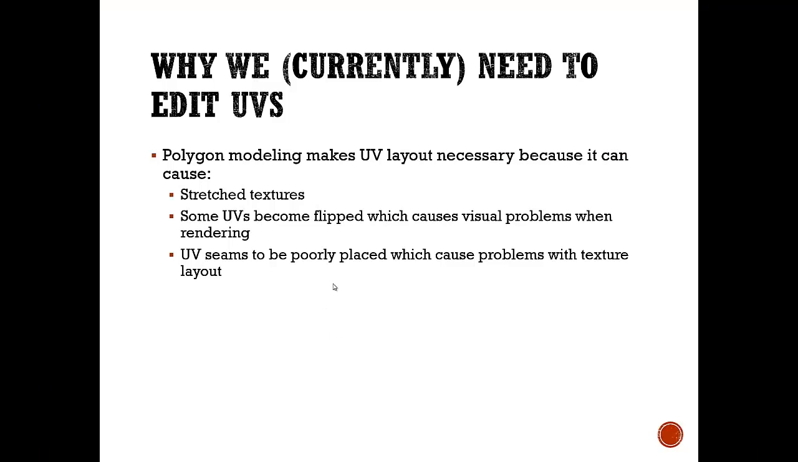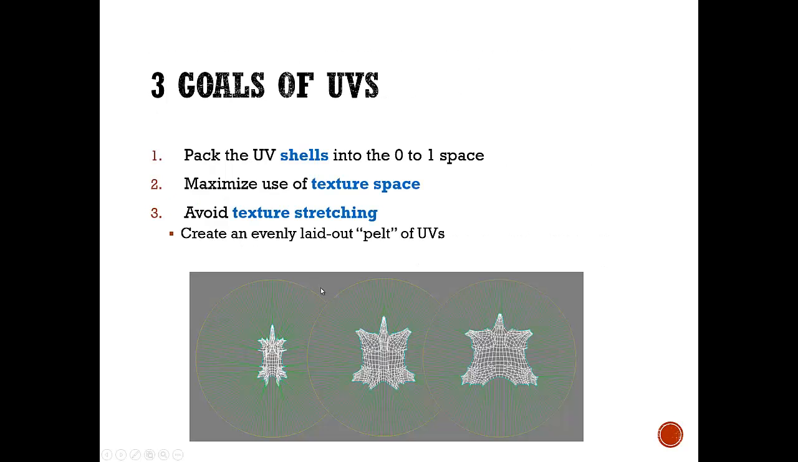Okay, so we've gone over the why in the lecture, right? You want to avoid stretched textures. Sometimes UVs become flipped, and UV seams need to be adjusted, which we'll get into, and we'll describe how to fix that with cutting and sewing UVs later on in this or the next lecture. So the goals are basically: you pack those shells into the 0 to 1 space, you take as much advantage of the texture space within the 0 to 1 as possible, and avoid that texture stretching.